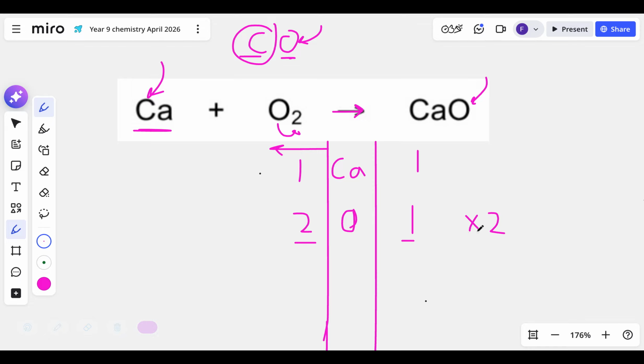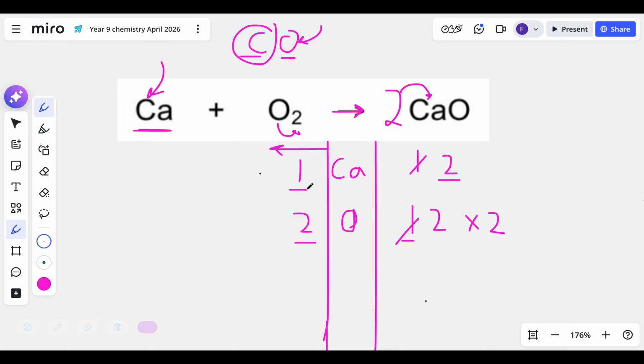Times by 2, so put 2 there. Aha, no, you can't. Because you've changed the formula of calcium oxide, you can't put a 2 there. So what you do is you double everything. So you've got to put a big 2 here. All right, now I'm happy, I've got 2 oxygens, so I cross out my 1. But now I've got a problem, I've got 2 times 1, 2 calcium, so I'll cross that out and change that to 2.